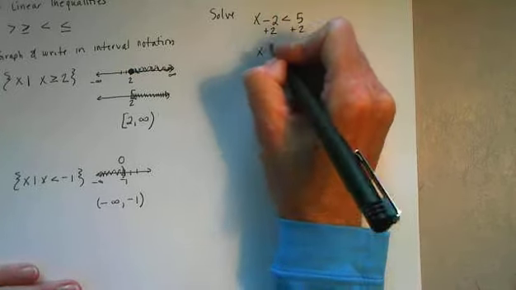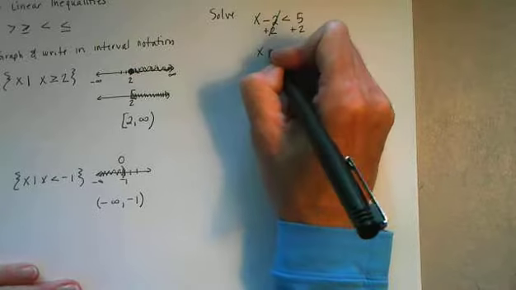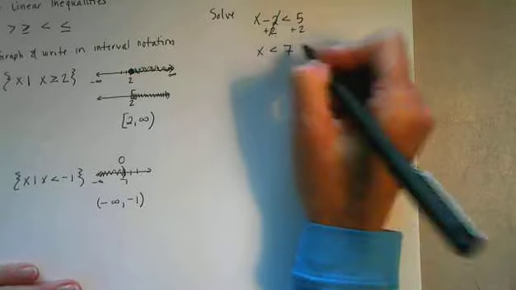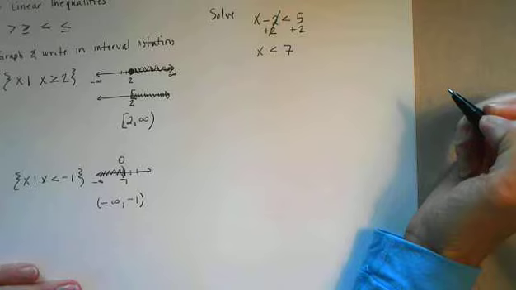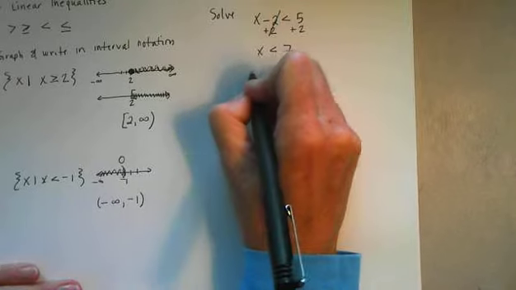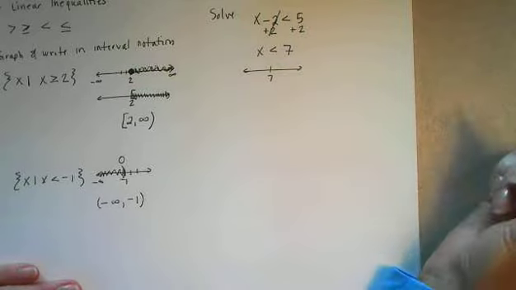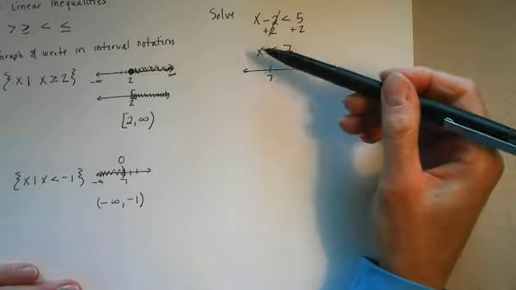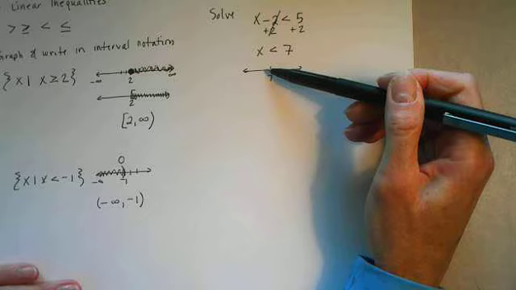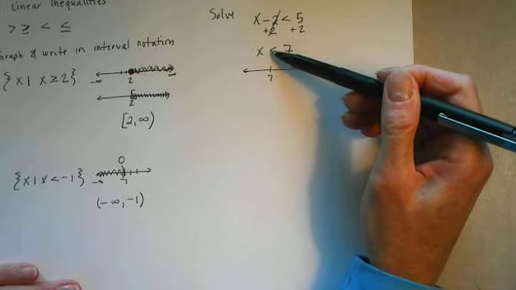So I get, here the 2's cancel, and I get x is less than 7. But here's the additional step. Now I need to graph it, so I put it on a number line. I draw that 7. And then this is nice. If your x is first, you always shade the way the arrow points.